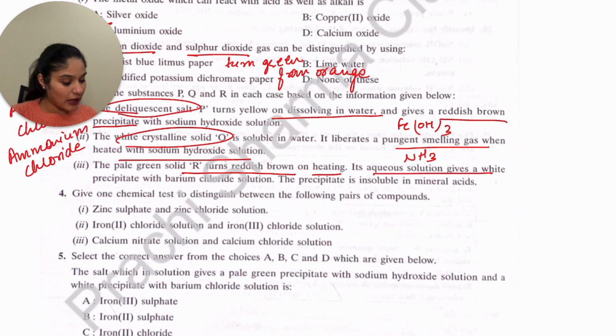Its aqueous solution gives a white PPT with barium chloride solution. The PPT is insoluble in mineral acids. The answer should be ferrous sulfate. Ferrous sulfate.